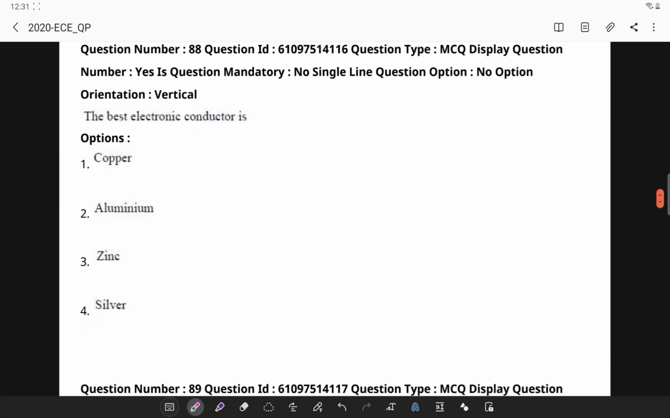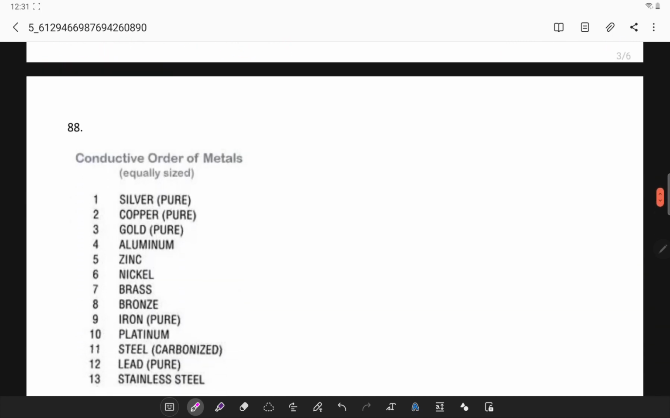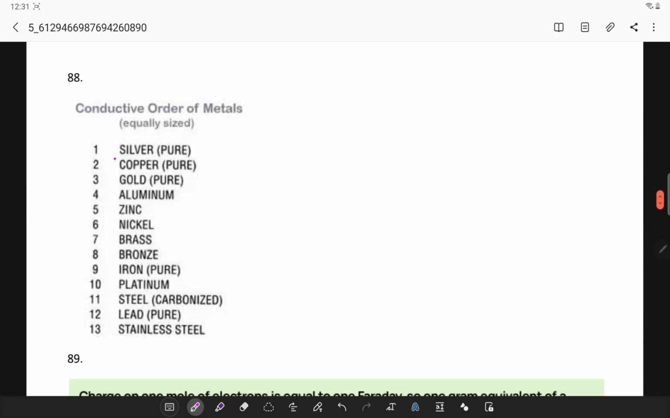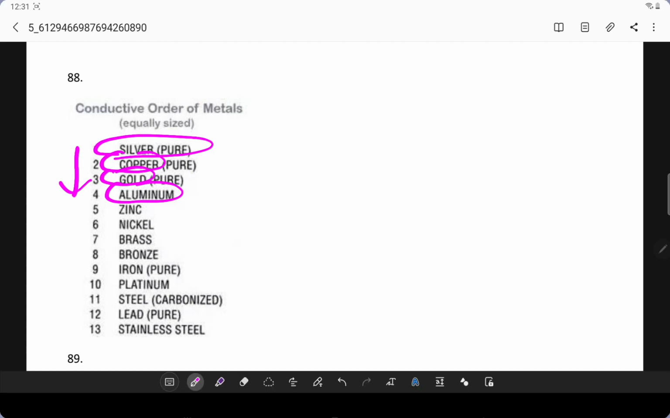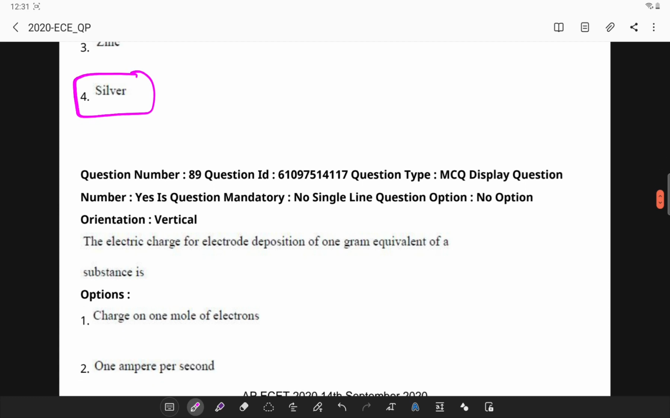So the best electronic conductor. So you have to remember the conductivity table in this case. The answer is silver. So I will show you the order of it. The first comes silver, then copper, then gold, then aluminium. So just remember this order: silver, copper, gold and aluminium is the conductivity order of metals.